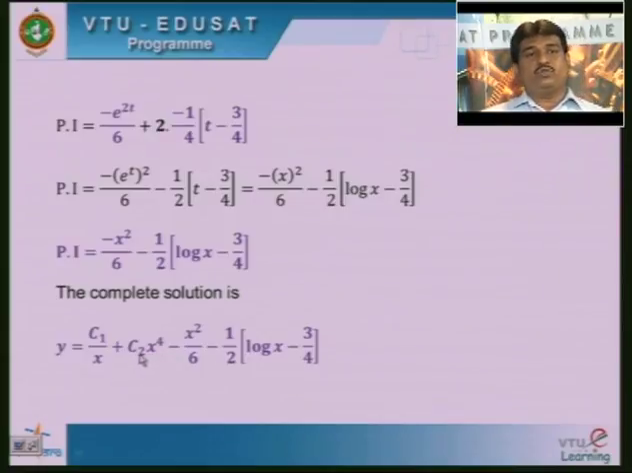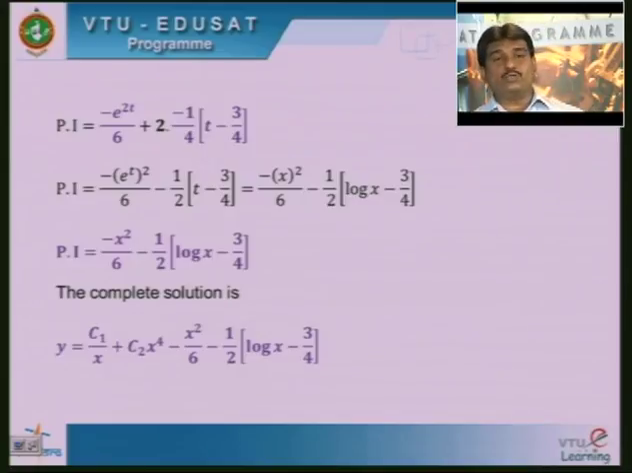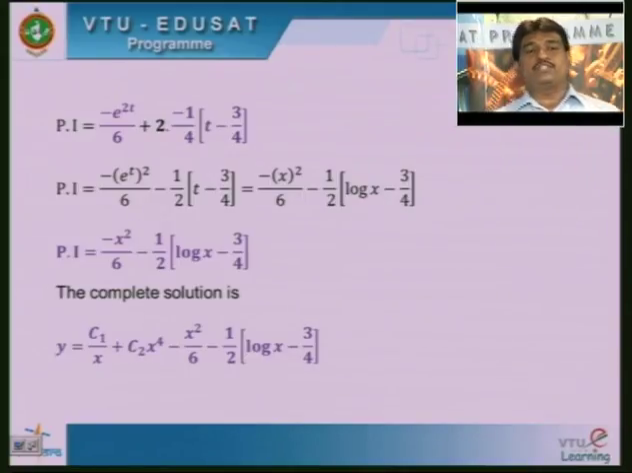Now write e to the power of 2t as e to the power of t the whole square, minus half into, after simplification you will get, t minus 3 by 4. Replace e to the power of t by x and t by log x to get the pi as minus x square by 6 minus half into log x minus 3 by 4. Therefore, the complete solution of the given differential equation is c1 by x plus c2 x to the power of 4 minus x cube by 6 minus half of log x minus 3 by 4.